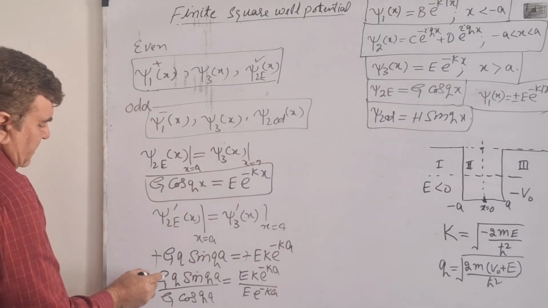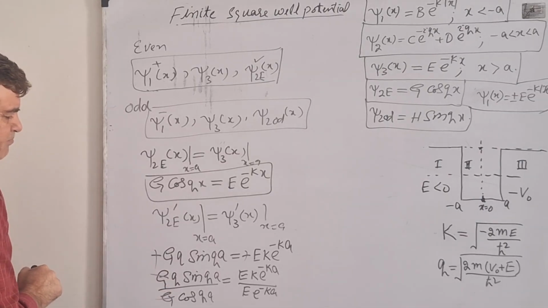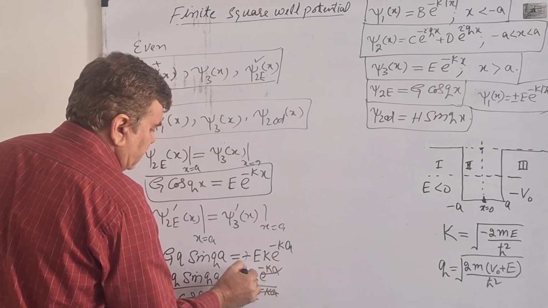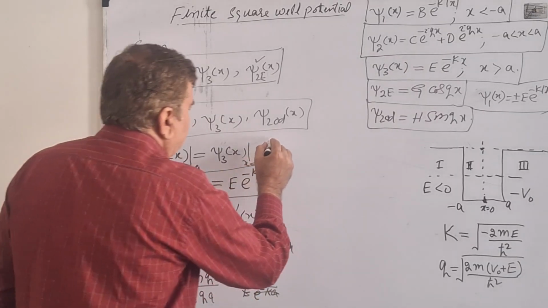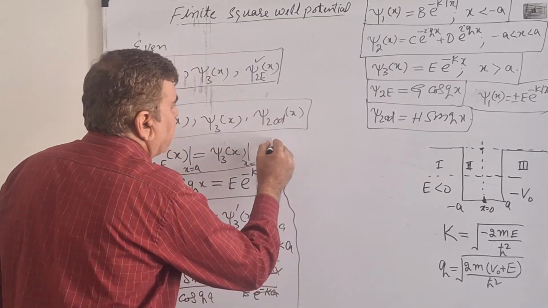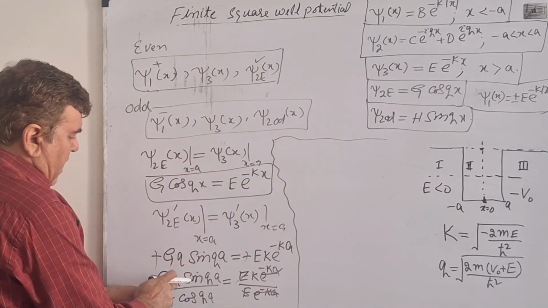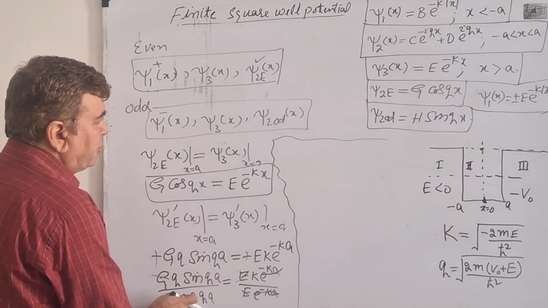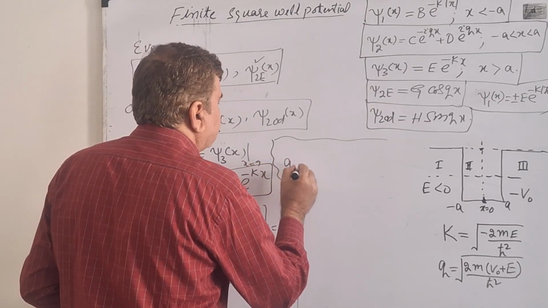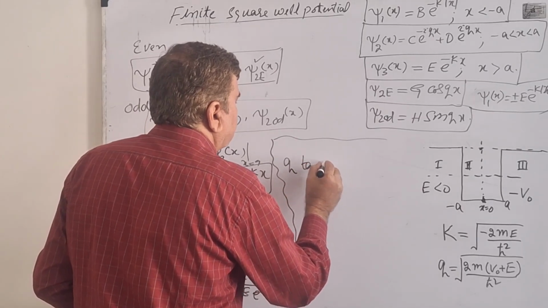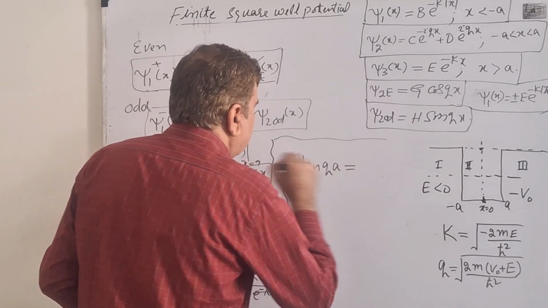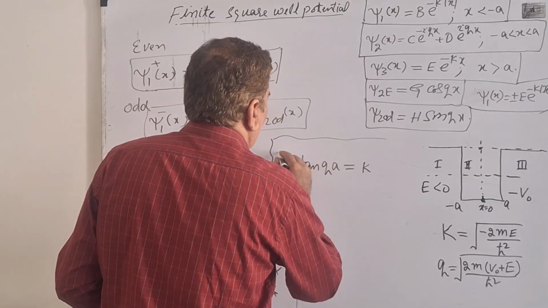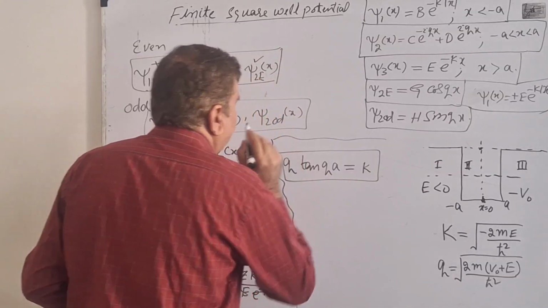So what do I get? This g cancels with this g, this exponent and this e cancel with this exponent and this e, and at the end I would like to note it over here. At the end I have q times cos qa over sin qa, where cos qa over sin qa is tangent, so I write q times tangent qa equals just k. Wow, this is a very strong relation.